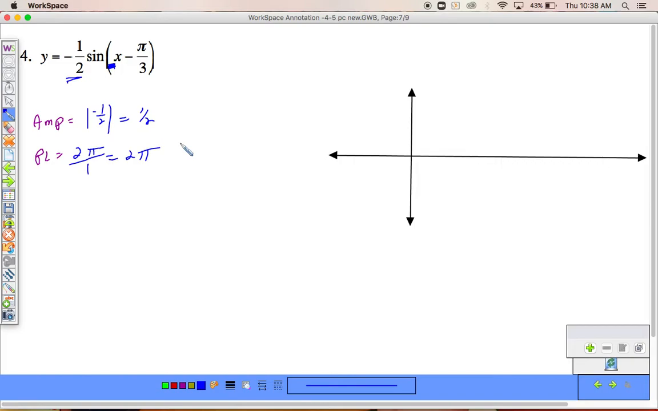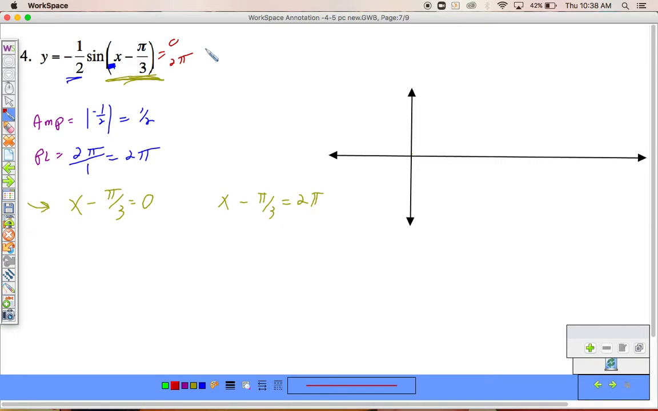Because of this horizontal shift, I'm not going to go to my graph and plot 0 and 2 pi. What I'm going to do, and what you need to do, is set x minus pi over 3 equal to 0 and 2 pi. Every time we have a horizontal shift, we're going to add this step. I'm going to set this equal to 0 and 2 pi, and I'm going to solve.